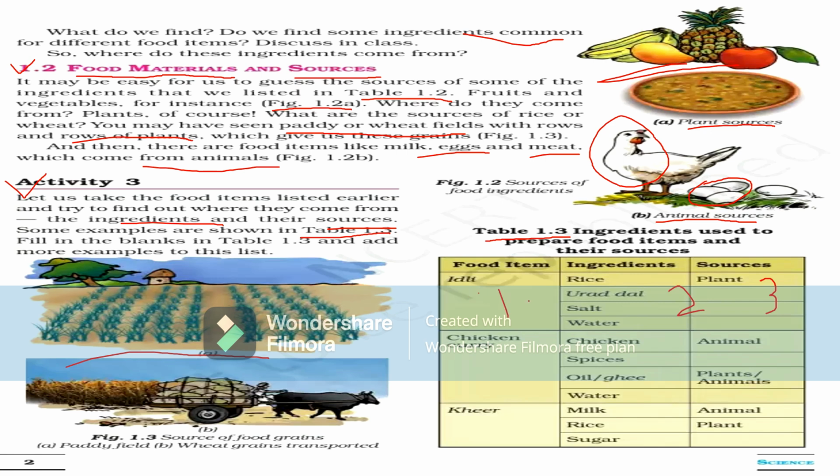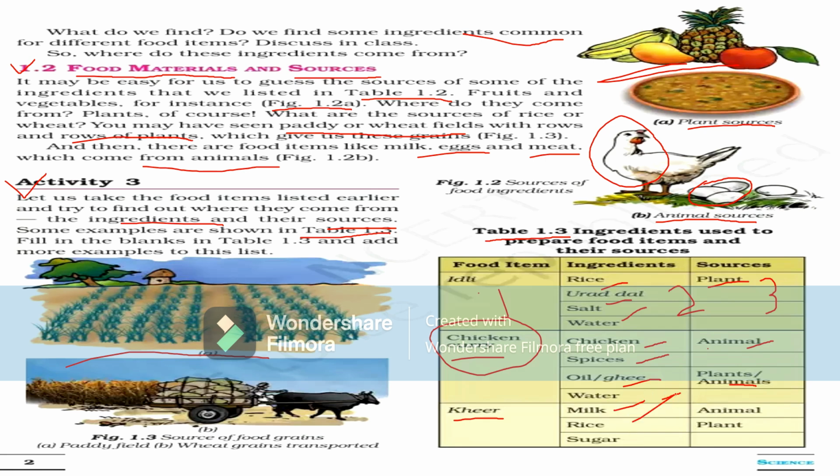Okay, then in the first column we write the first one as idli. So for idli, the ingredients we need are rice, which comes from plants, urad dal, salt and water. Next, moving towards chicken curry. The chicken comes from the animals, and spices for making the mixture, and the oil and the ghee come from the plants and from the cow, buffalo, etc. And the water we use to make chicken curry. These ingredients come from animals and plants.